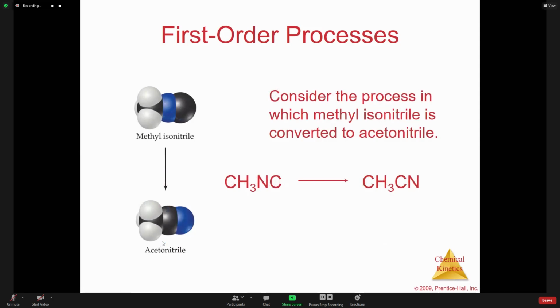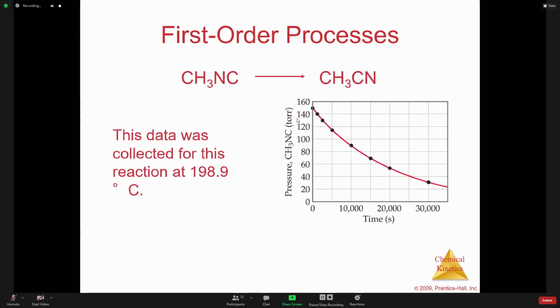So if we look at this reaction, methyl isonitrile, so just one reactant, we want to figure out, is this 0 order, first order, second order? It could be more than that, but it's beyond scope of this class because you need calculus for that. So we're doing 0, 1, or 2, and we're looking at integrated rate laws. So if we look at this, we take some data, and this happens to be a gas, and pressure is proportional to moles.